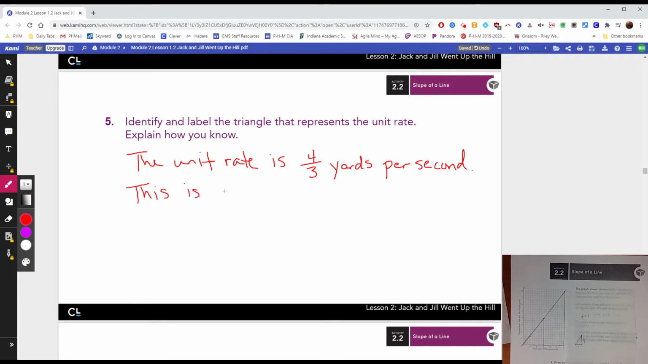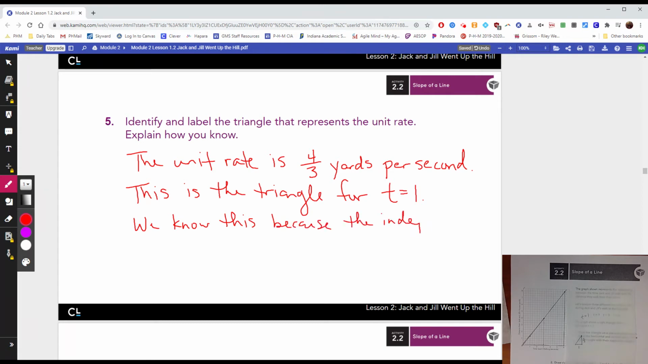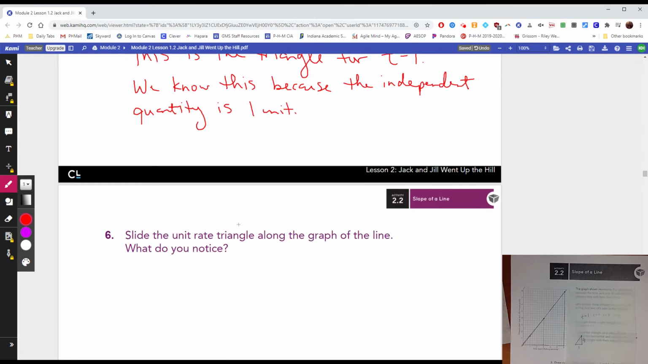This is the triangle for t equals 1. And we know that because unit rate means denominator has to be 1. We know this because the independent quantity is 1 unit. All right, good.